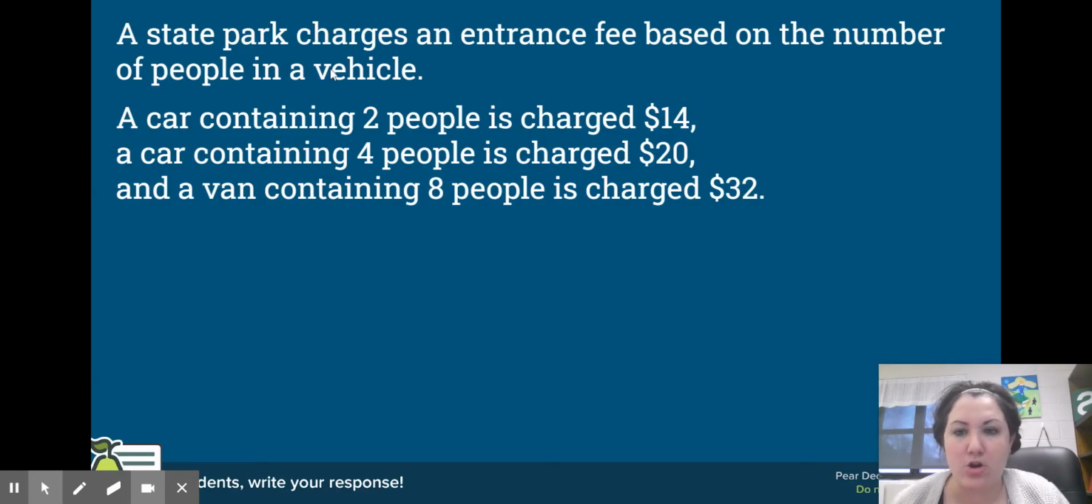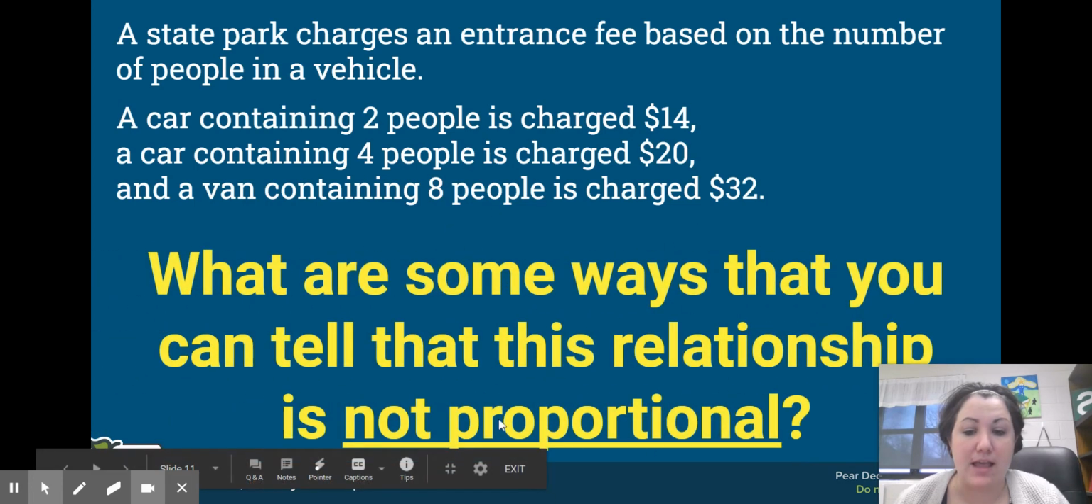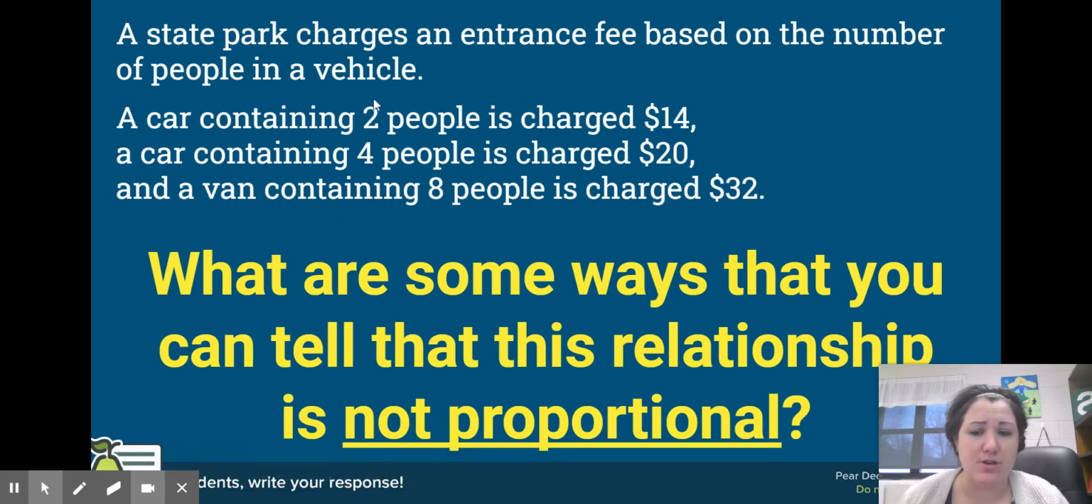Okay, so a state park charges an entrance fee based on the number of people in a vehicle. A car containing 2 people, it's $14. 4 people, it's $20. 8 people, it's $32. Okay. I will say this is not proportional, meaning you can't just do 2 times 7 is 14, or 2 times 12 is blah, blah, blah. You can't just multiply it by a number.